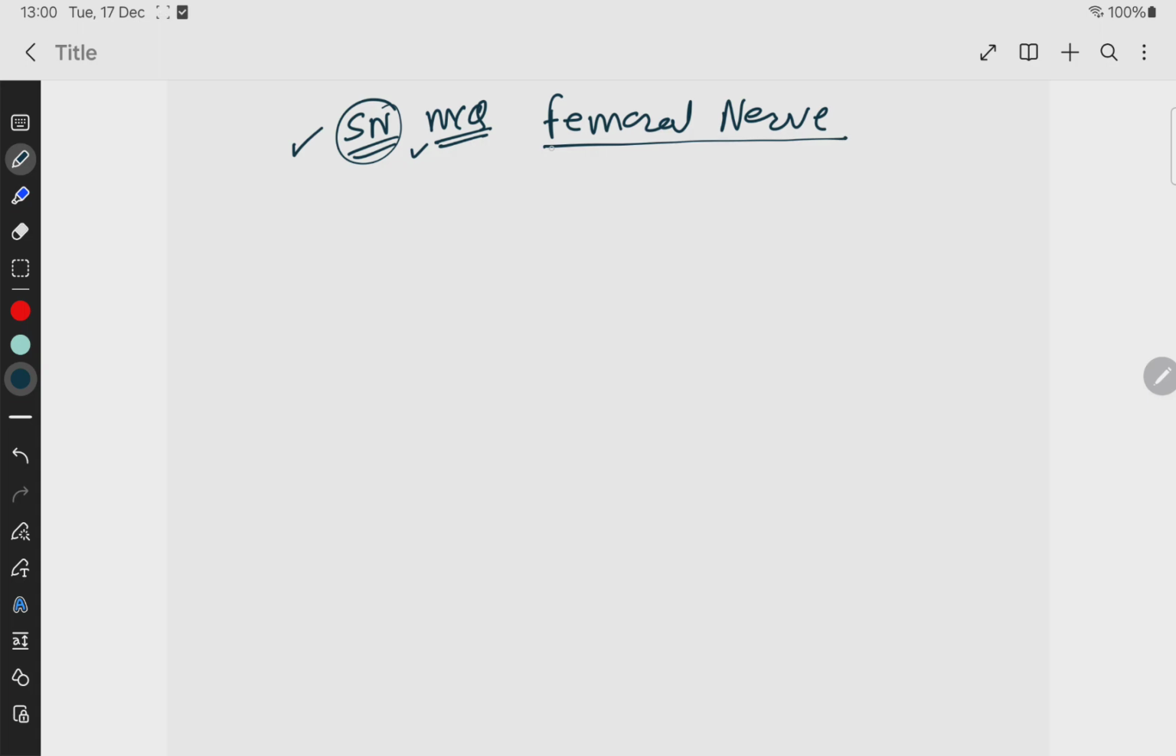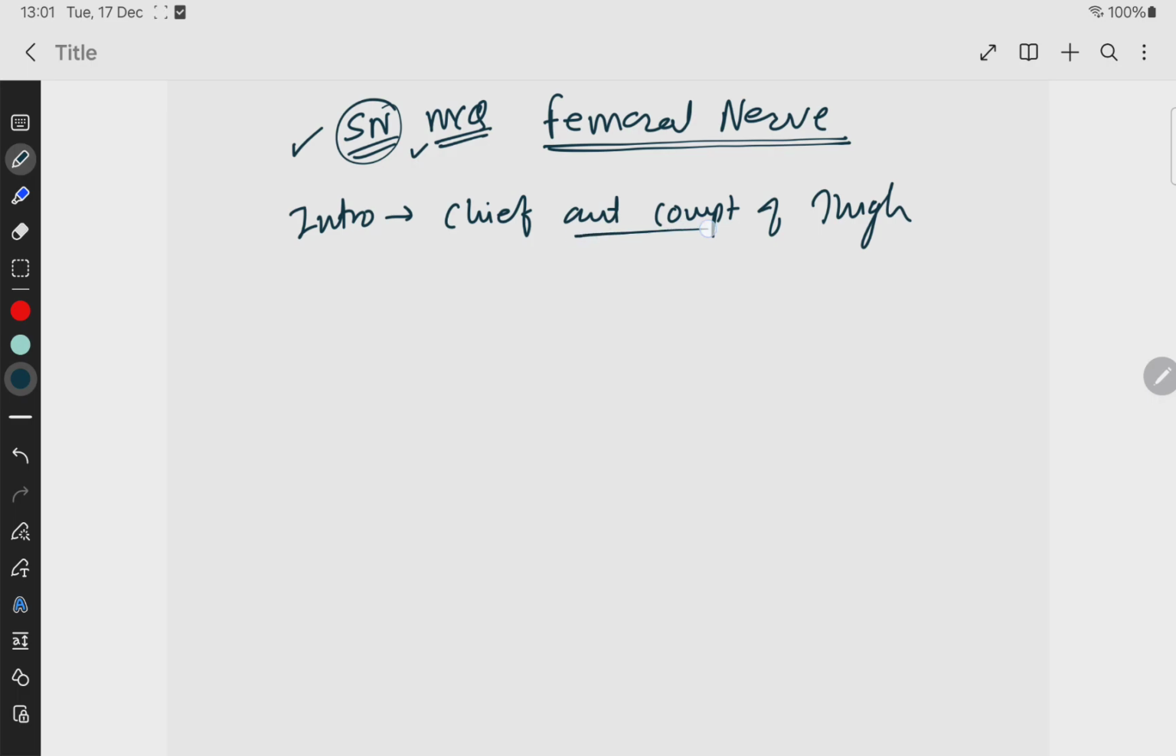So femoral nerve is a very very important short note from your university exam point of view. Now in nerve, first you have to write introduction. So it is nerve of which region? So femoral nerve is the chief or main nerve of the anterior compartment of thigh. So it is the nerve of the anterior compartment of thigh.